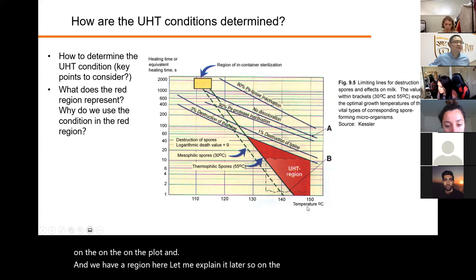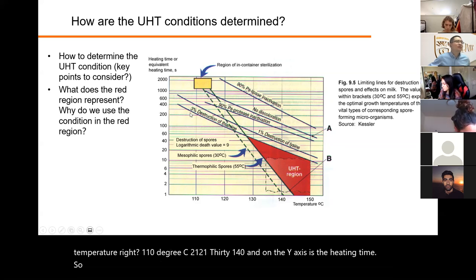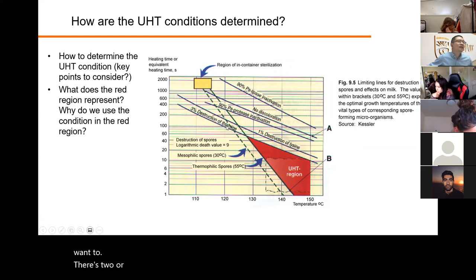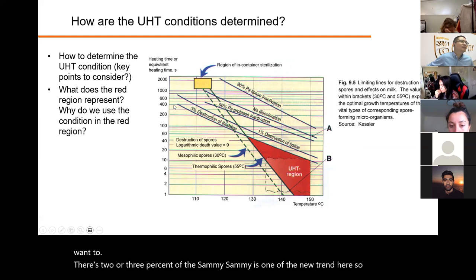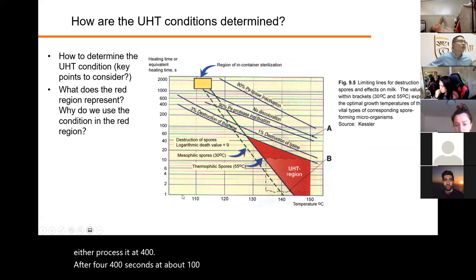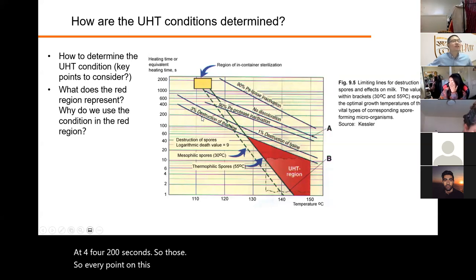On the x-axis, you can see this is temperature: 110 degrees C, 120, 130, 140. And on the y-axis is the heating time. Those lines mean, if we want to reach this type of heating effect, what is the equivalent processing time we want to apply? For example, if we want to destroy 3% of the thiamine, which is one of the nutrients here, we can either process it for 400 seconds at about 105 degrees C, or at 110 degrees C for 200 seconds. Every point on this line reaches the same amount of reduction, so they are equivalent on this line.